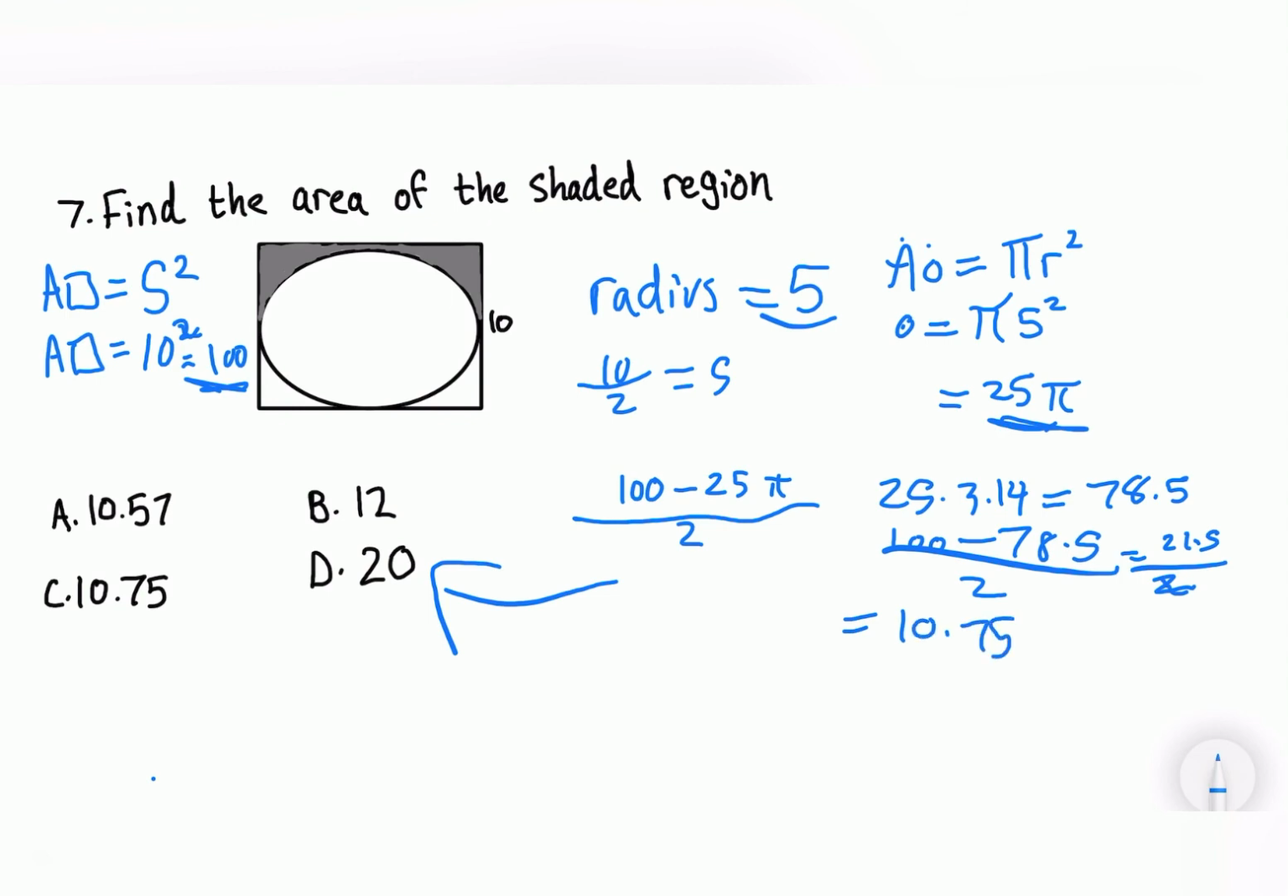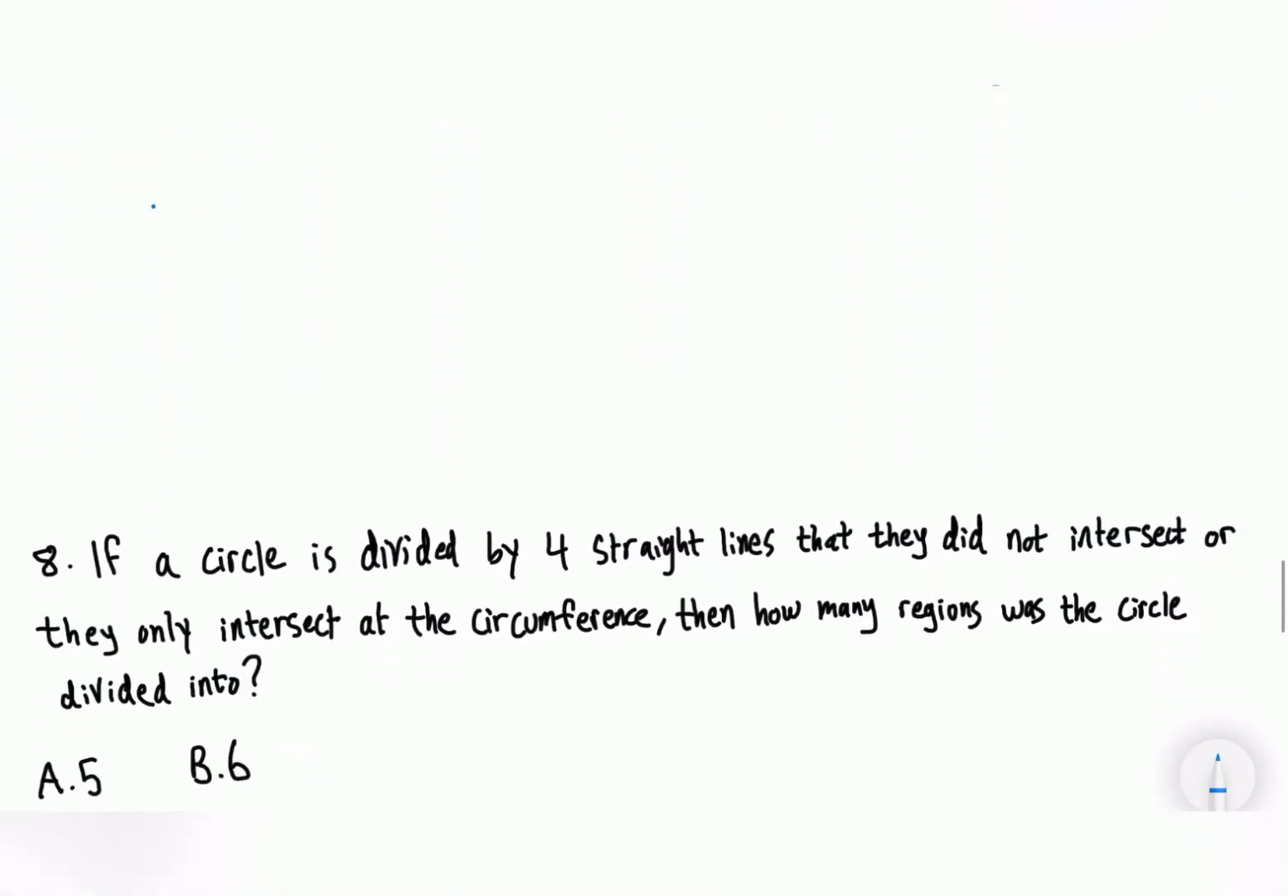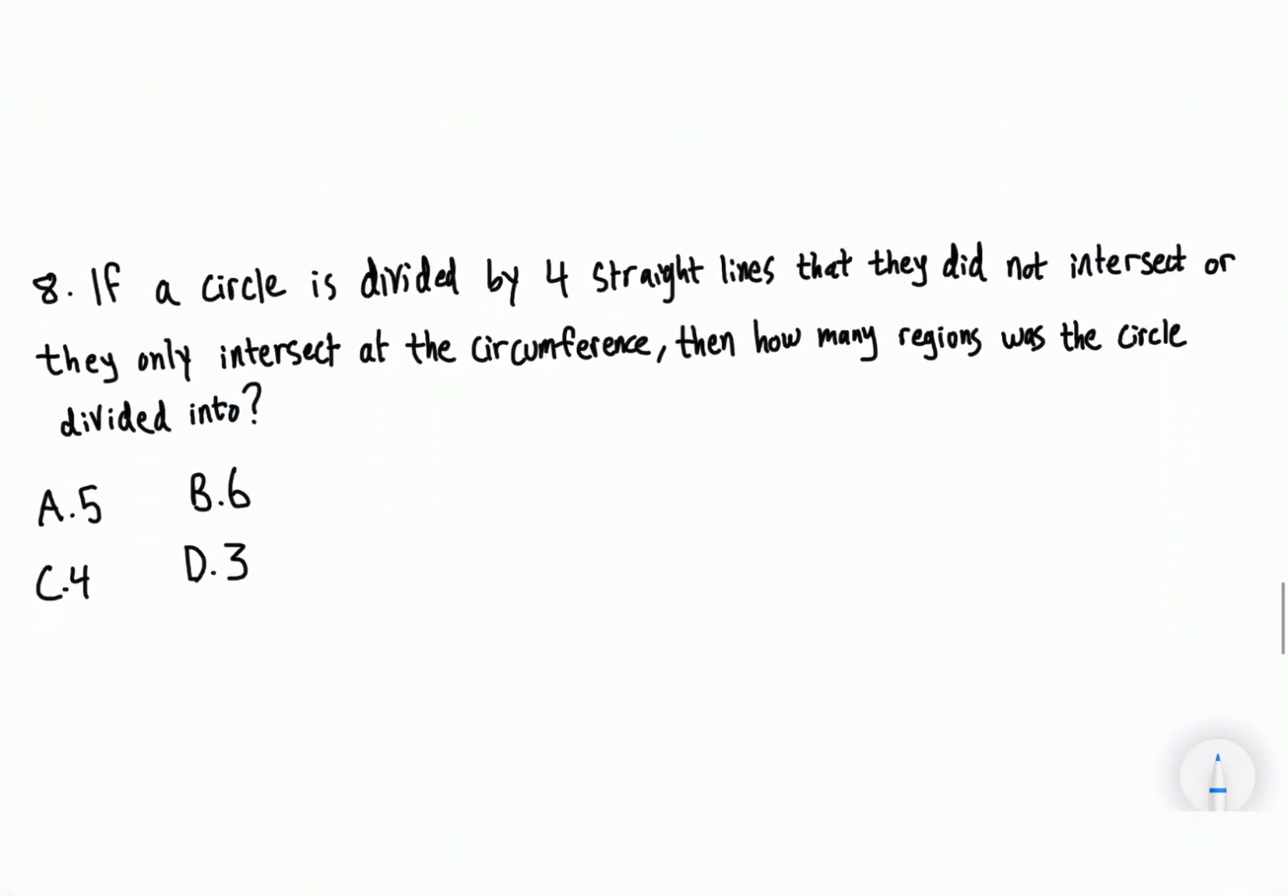10.75. Let me double check that. So 21.5 divided by 2 is, yeah, 10.75. Okay, and now we simply look for it in our answer choices, and our answer is C. Okay, let's move on to question number 8.